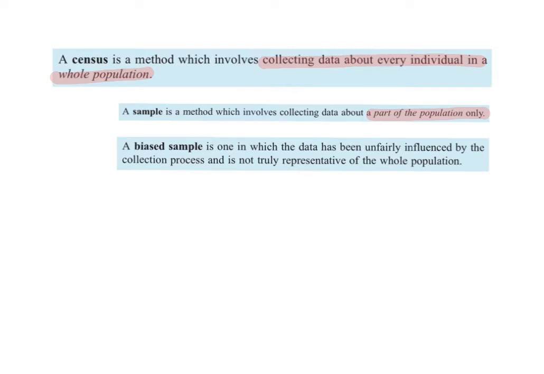So that would be a sample. Then we need to be careful. When we take samples, we want them to be unbiased. So we want it to be very fair. And sometimes we can have biased samples. A biased sample is one in which the data has been unfairly influenced by the collection process and is not truly representative of the whole population.